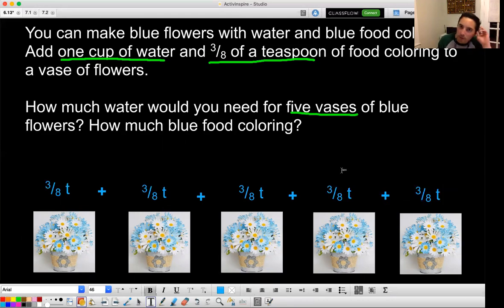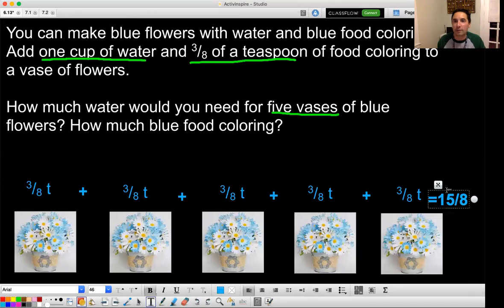Okay, so now if we think about this eighth like a label, we have 3/8, 3/8, 3/8, 3/8, 3/8. So we have 3/8, 3 plus 3 is 6, so that's 6/8. 6/8 plus another 3/8 is 9/8. 10, 11, 12/8. 13, 14, 15/8. So it's going to equal 15/8 teaspoons of food coloring.